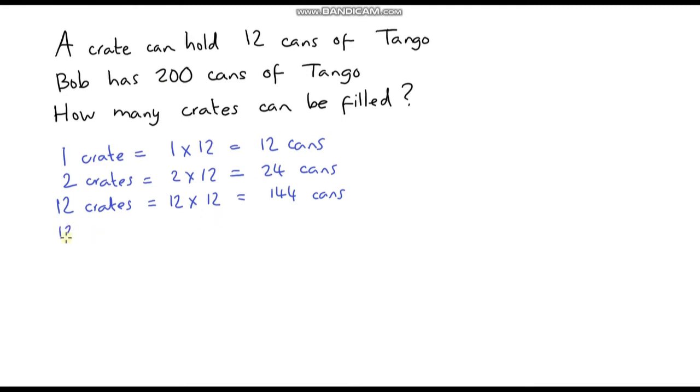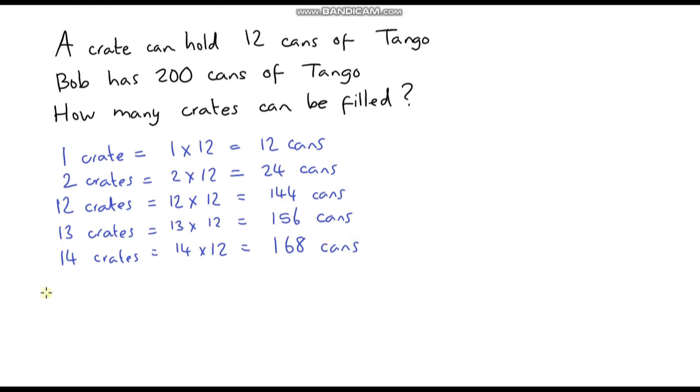So 13 crates, well that is going to be 13 times 12. So we just need to add on another 12 to this. So that takes us to 156 cans. Now let's keep going. So 14 crates. Well, that's going to be 14 times 12. So let's add on another 12. That takes us to 168 cans. So 15 crates, we still need to keep going.